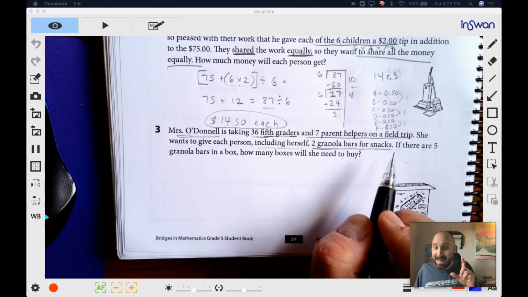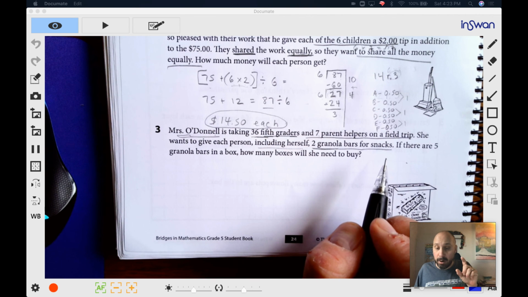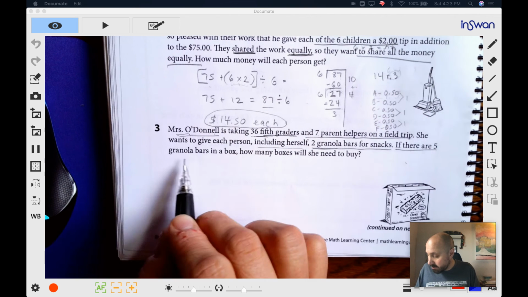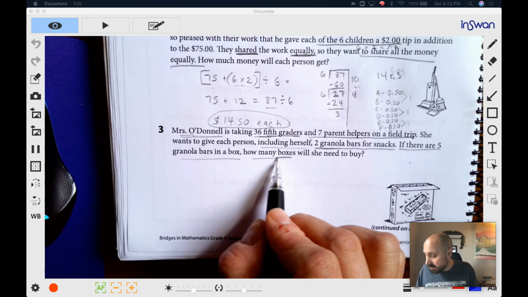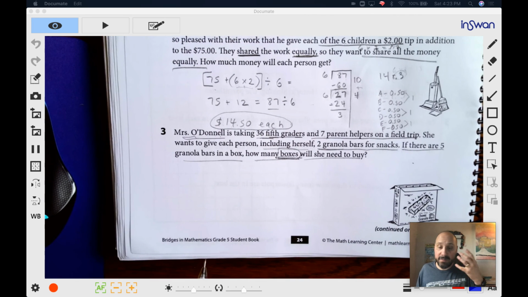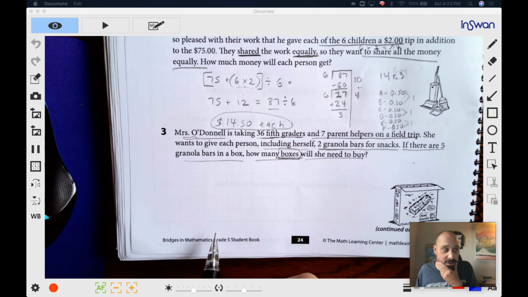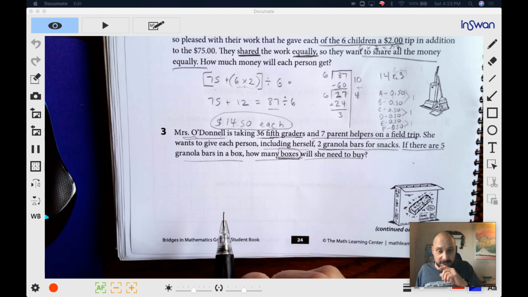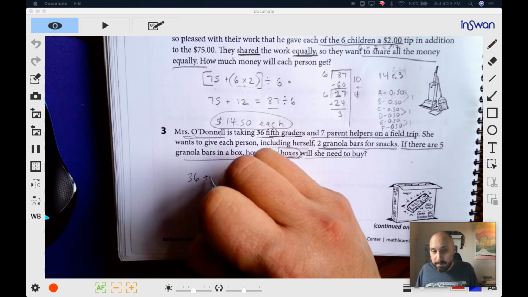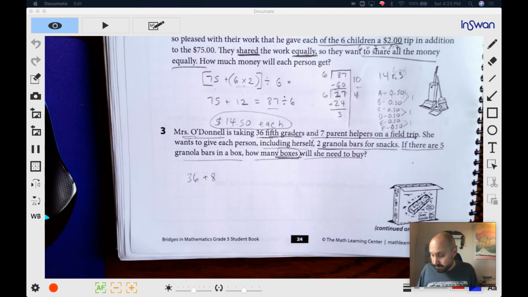Okay, so first we have to figure out how many granola bars we're going to need. But then it asks if there are 5 granola bars in a box, how many boxes will she need to buy? Okay, so this is real life. This is what Mr. Mack does sometimes when we go on field trips.